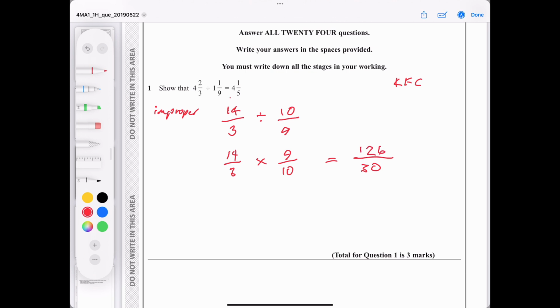Now we need to change that into that somehow. So firstly, we're going to divide 30 into 126. 30 into 126 gives us 4 remainder 6. So what we've got is 4, and then we've got 6/30. And 6/30 can be simplified to 1/5. And that means we have solved it. So we did the left-hand side, and eventually we got the right-hand side, if we're going for a proper proof.